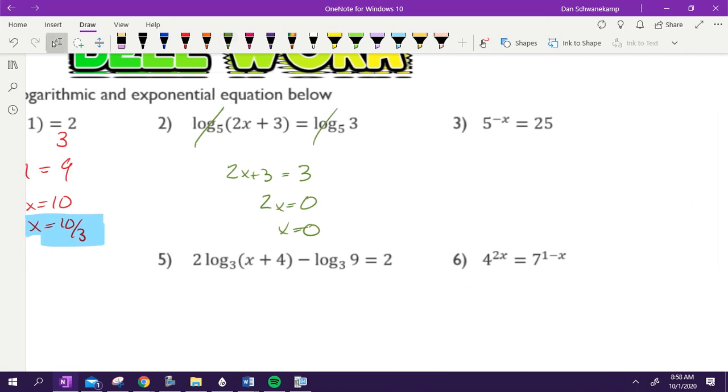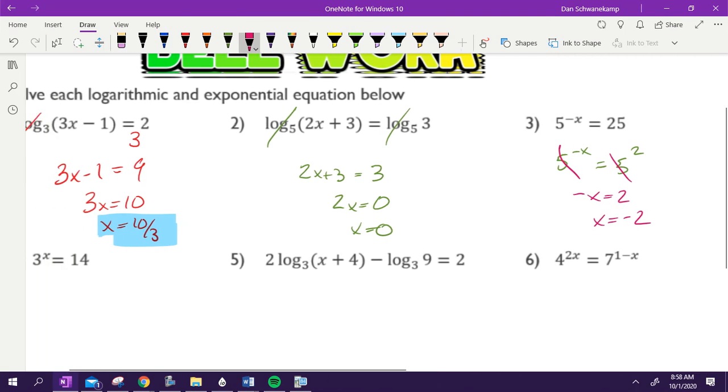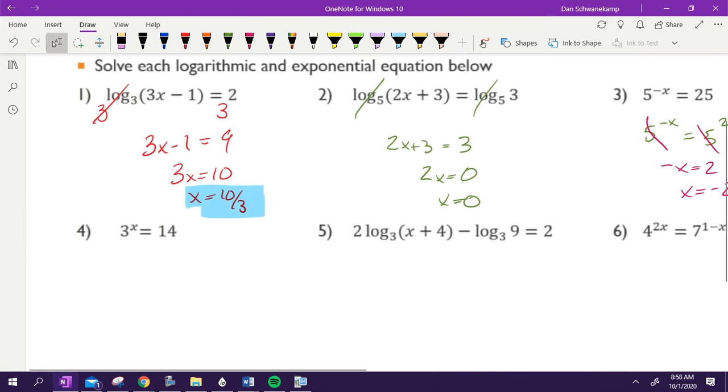Number 3, 5 to the negative x. Megan. 25 into 5 squared, so she's rewriting the bases. Then we cancel the 5s. Negative x is equal to 2. X is negative 2. We've done that one all day. Great. 3 for 3. Let's get a little bit tougher here.